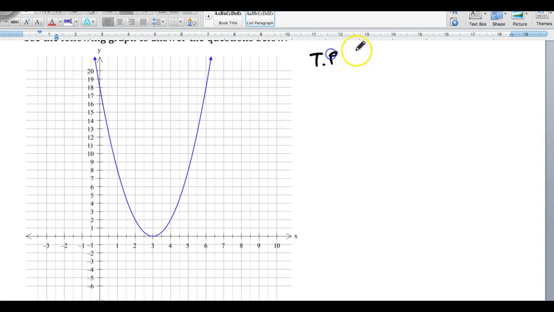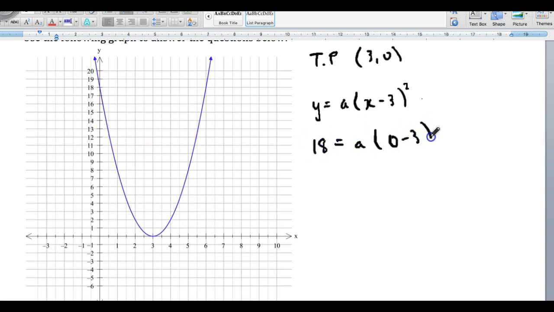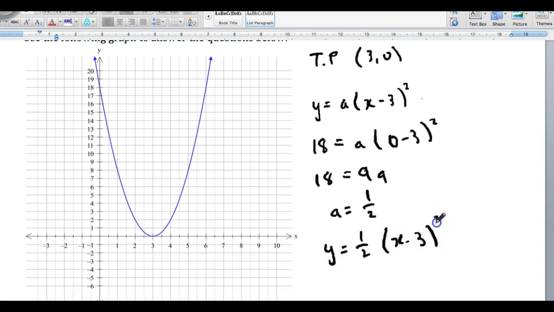Now, we've got a turning point at 3, 0, so I'm going to just put that into the turning point equation. Plus 0, we don't need to put that in. Okay, so we just need to find a. We can put any point in, but I can clearly see it goes through y equals 18, so I can just do that. So 18 equals a times negative 3 squared, which is 9a. So again, a is equal to a half. So your equation is going to be y equals a half (x minus 3) squared.